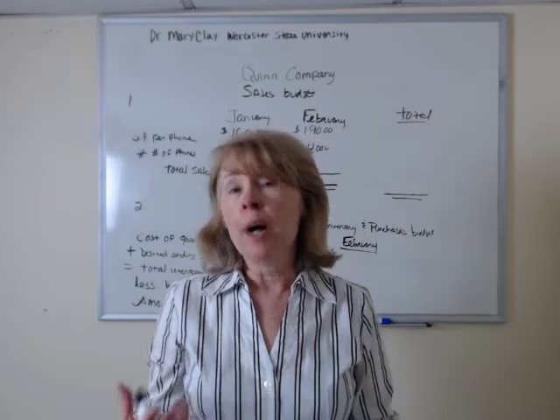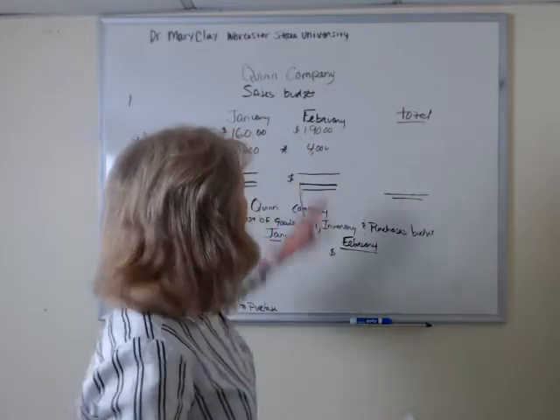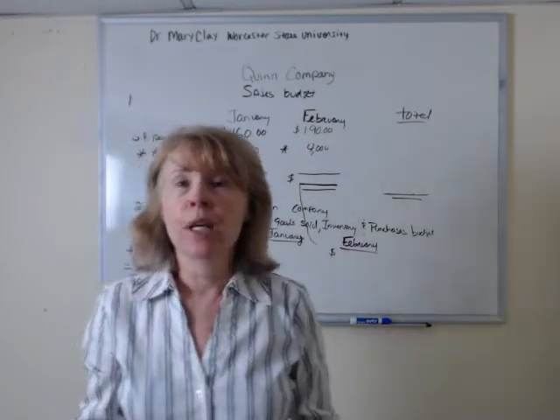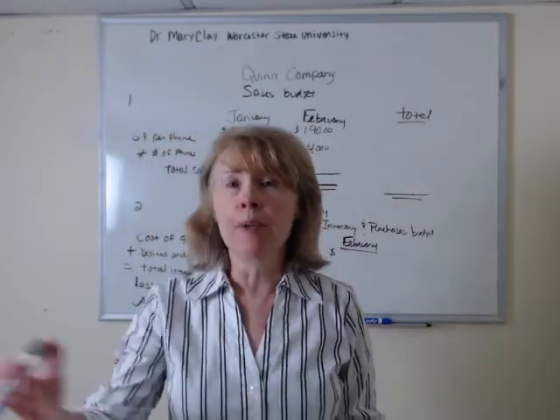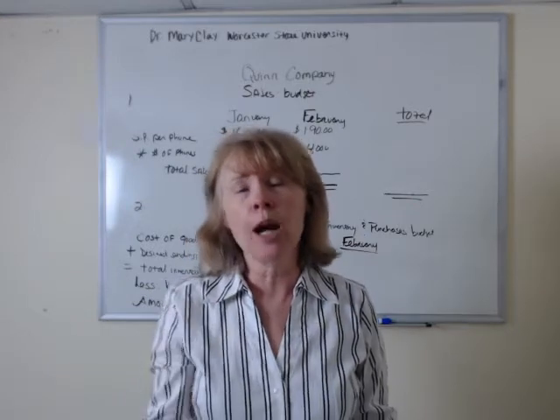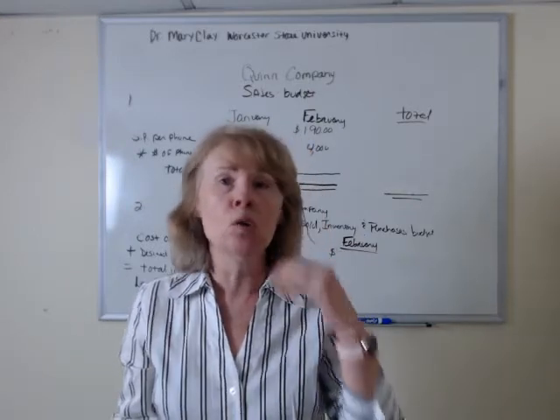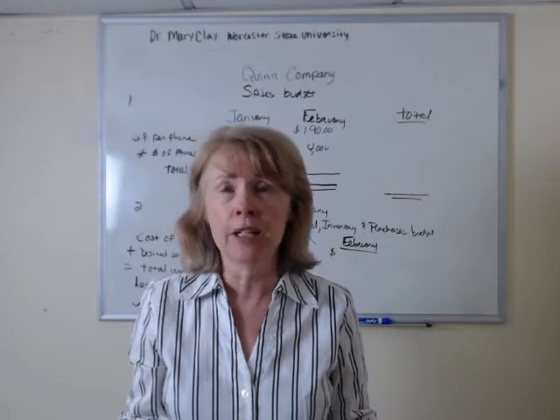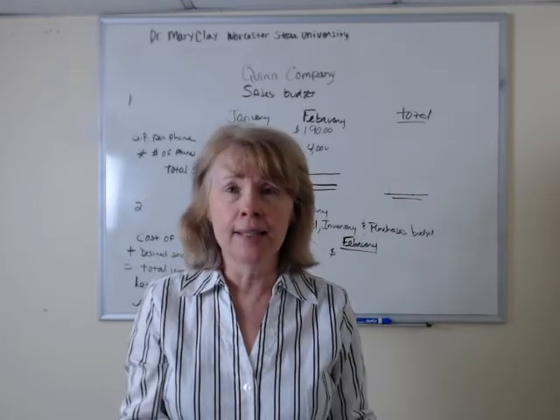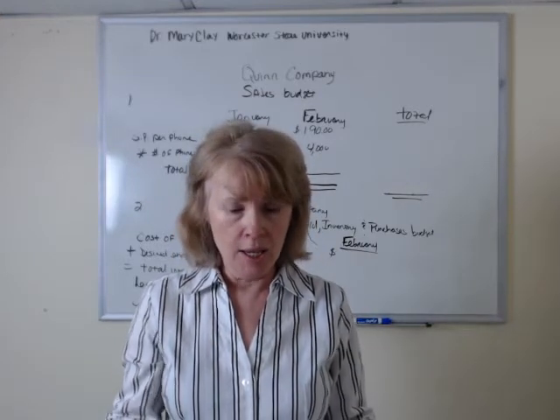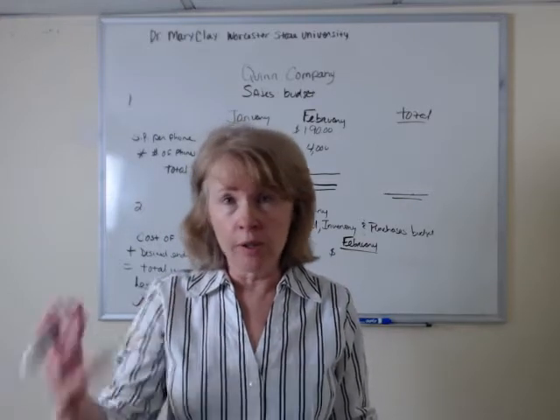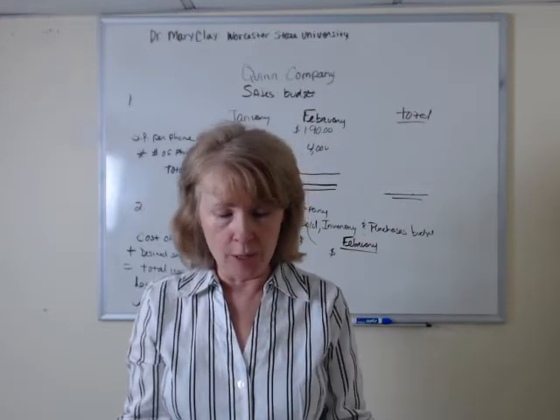The budget that's always completed first is the sales budget. Those figures come from the marketing department. The marketing department would come up with those estimates of what they're anticipating for sales, and they would bring that to the accounting department, okay? And then the manager is going to make decisions off of those numbers.